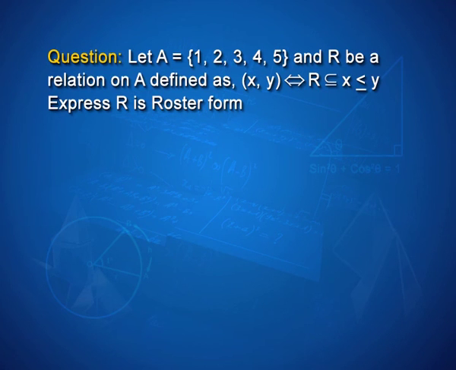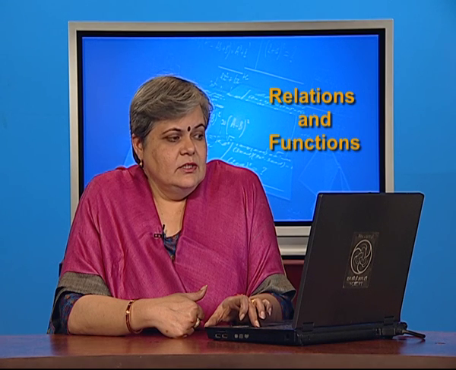Here is another example. Let A be equal to {1, 2, 3, 4, 5}. R is a relation on A defined as an element (x, y) belongs to R if and only if x is less than or equal to y. Express R in roster form. So, this is another way of stating the relation. x is related to y if x is less than or equal to y.